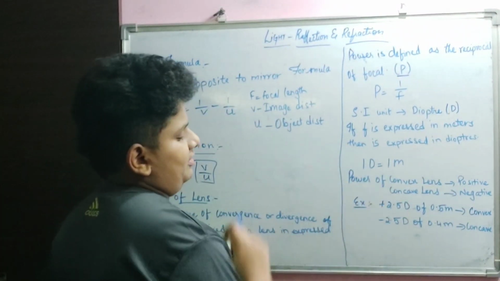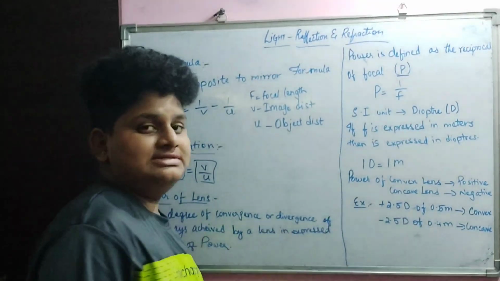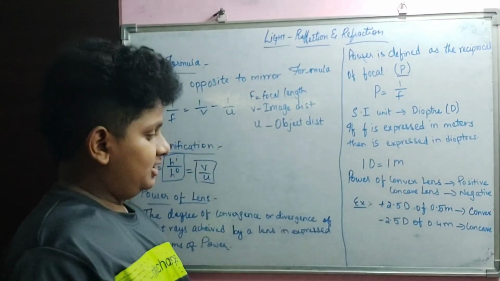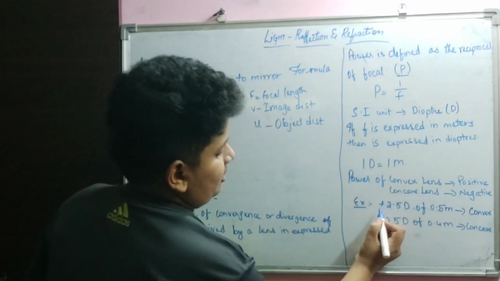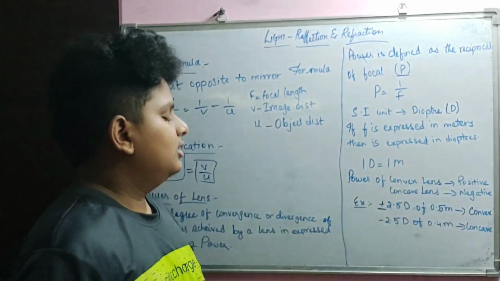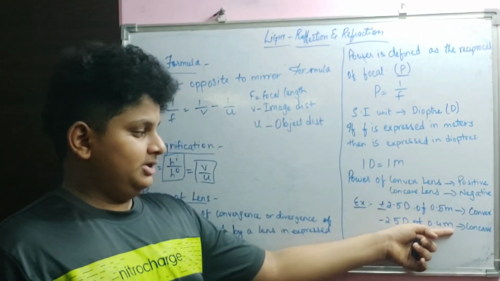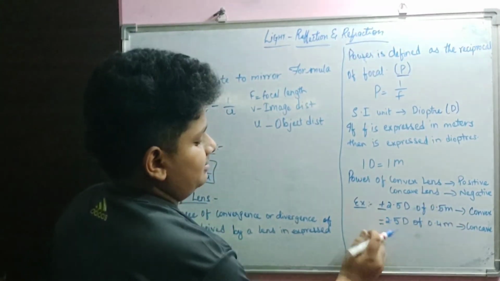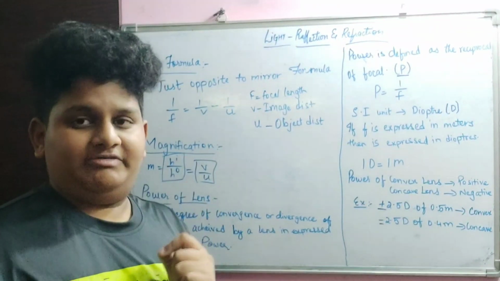Next, the power of a convex lens is positive and the power of a concave lens is negative. For example, plus 2.5 diopter is convex, because it has a positive sign. Positive means convex lens. Minus 2.5 diopter is concave, as it has a minus symbol, because a concave lens always has negative power.